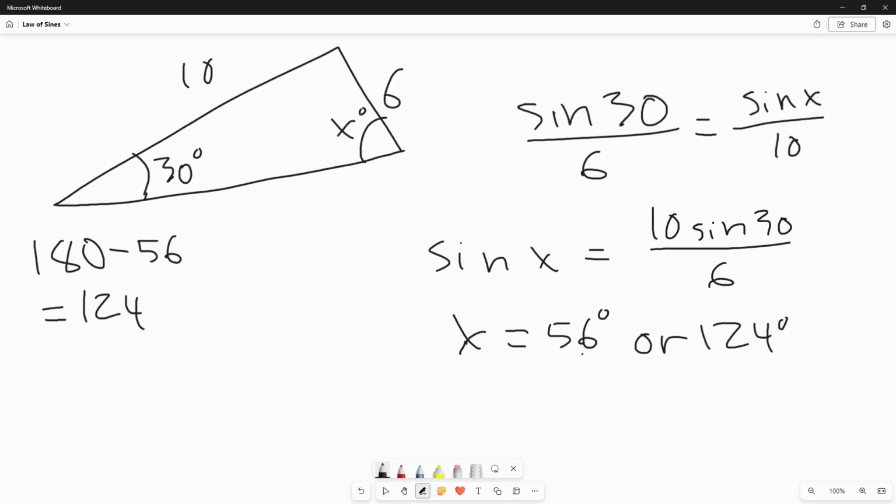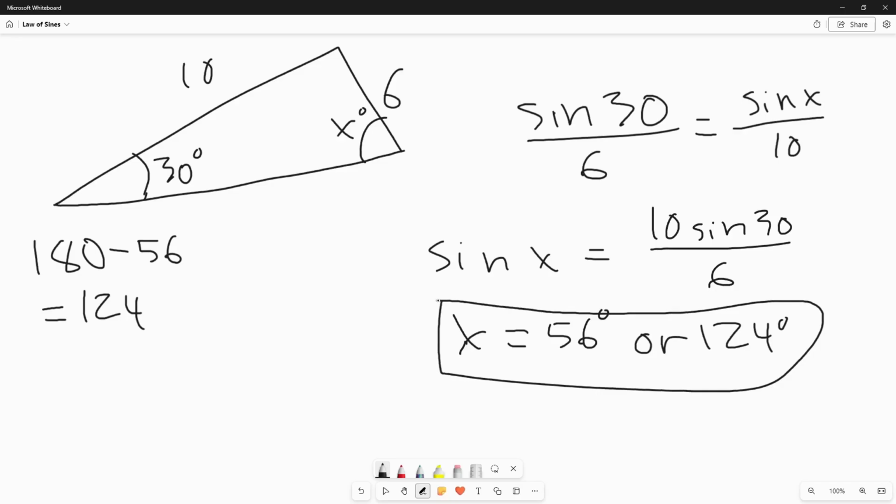So we can do 56 plus 30 to see if it's under 180, and 56 plus 30 is 86. So yes, it is under 180 degrees, so it is a valid solution. We can do 30 plus 124, and if that's under 180, then that's also a valid solution, and it is, because 30 plus 124 is 154, which means 124 degrees is a valid solution for x. And this means that both these answers could be right. We don't know unless we have more information about the triangle, but x is equal to 56 degrees or 124 degrees, and those are both correct answers for this problem.